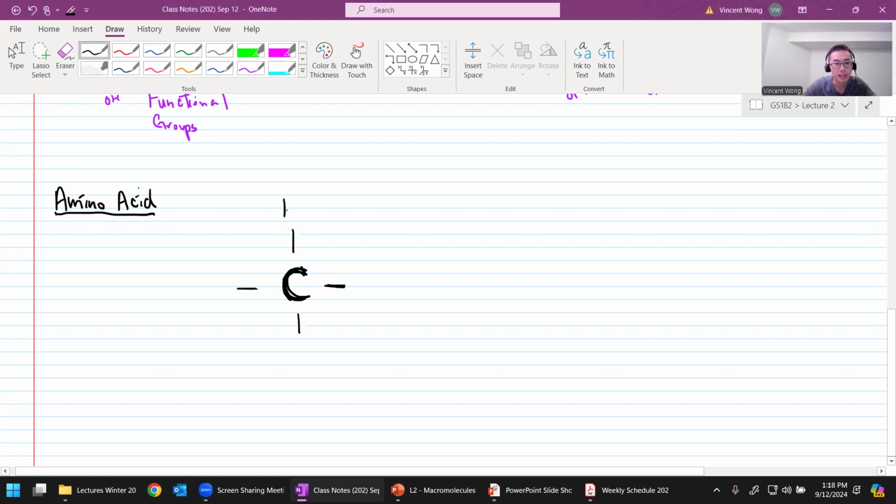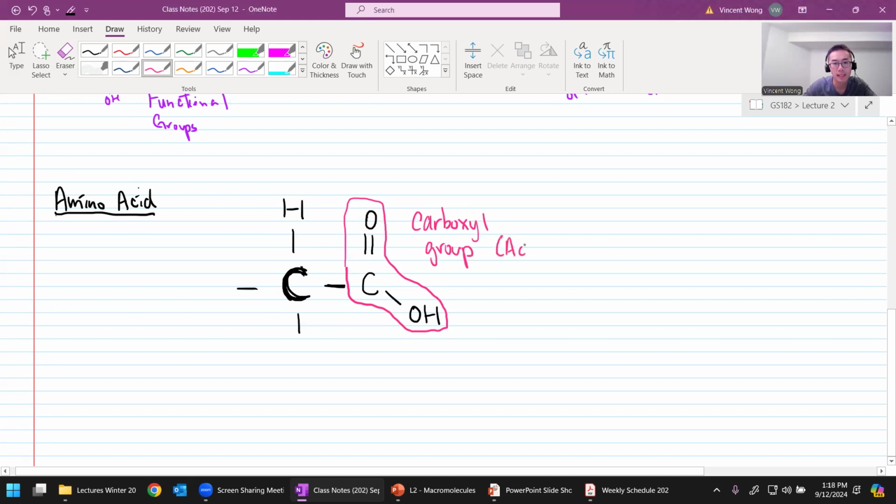It's connected to a hydrogen here. On one side it's connected to C double bond O and then OH. This here has a name. This is called a carboxyl group, which makes it an acid. If you have been paying attention, we actually saw this earlier in lipids. You don't have to go back, just watch. See, C double bond O and OH, right?